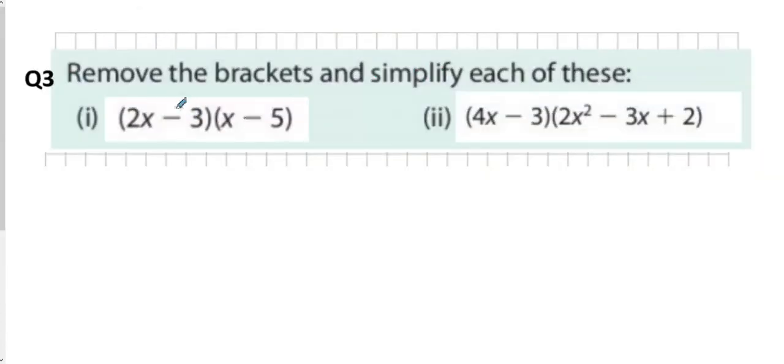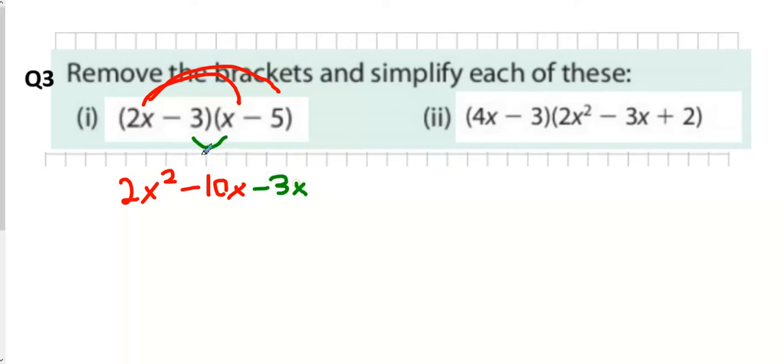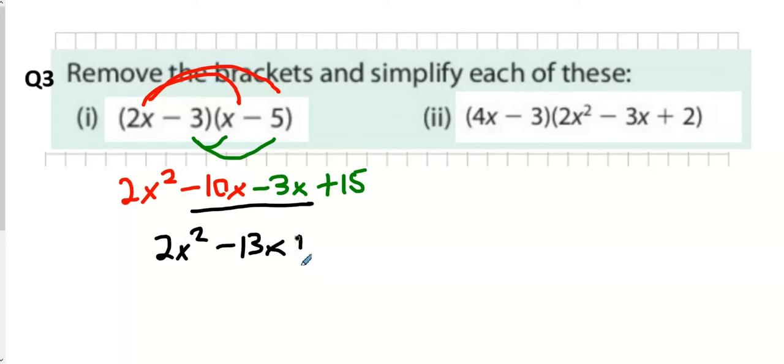Now, x equals 3, this is the double bracket method, otherwise known as our 4 lines. 2x multiplied by x is 2x squared. 2x times minus 5 is minus 10x. And then underneath, minus 3 times x is minus 3x. And minus 3 times minus 5 is plus 15. And then in the middle, you have 2x squared. You have your minus 10 minus 3, which is minus 13x. And that's your 15 there.